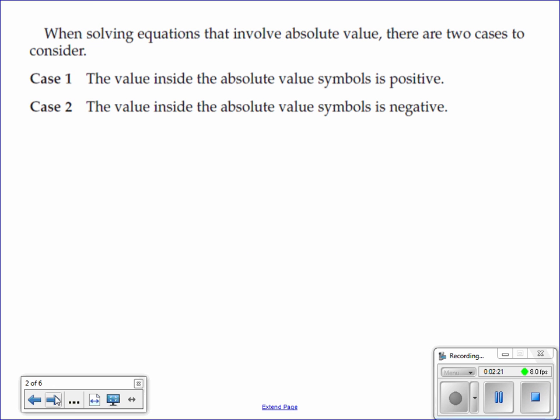Right. When solving equations that involve absolute value, there are 2 cases to consider. Okay? We need to consider that the value inside the absolute value is positive, so you're going a positive 5 units from 0. And if the value inside the absolute value is negative, you're going 5 units towards the left, to the negative numbers. So we have to take both of them into account here. And we're going to look at solving a few equations, and how we take these 2 cases into consideration.